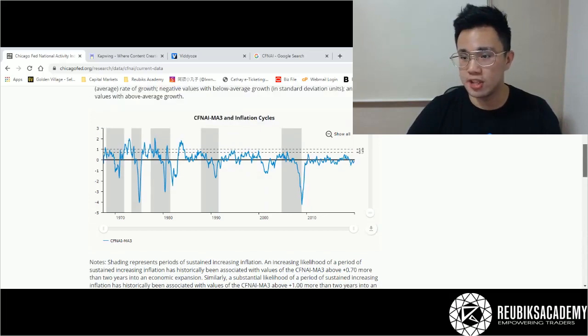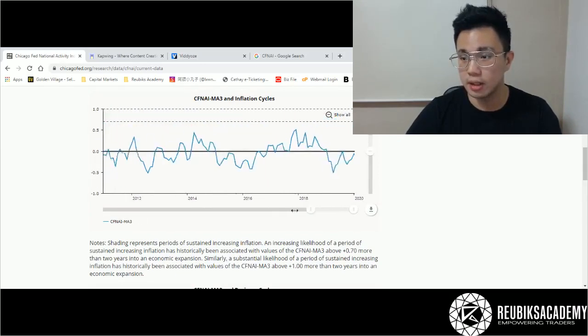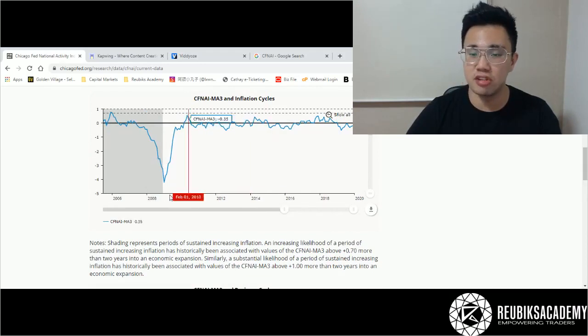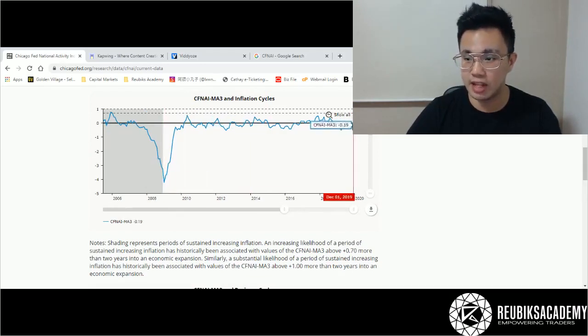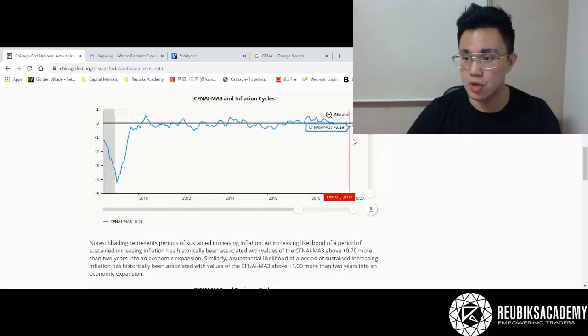So you can see that as of 2020, this was 2008. Again, we want to compare ourselves to 2008. In terms of inflation cycle, we are not that bad yet. You can see that as of now, we are still fine, I guess. We are still not at the same level as 2008.